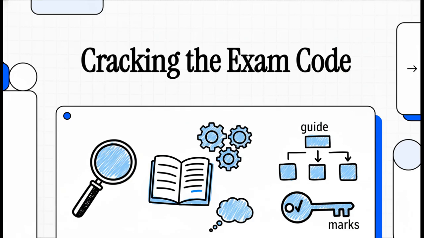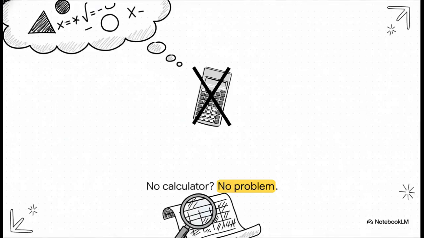Welcome to The Explainer. You know that feeling when you finish an exam and you just know you lost a few crucial marks somewhere? Well, today we're going to crack that code. So we're diving into a GCSE higher tier non-calculator maths paper. But here's the thing, we're not just going to solve the problems. No, we're going to use the official mark scheme to get inside the head of an examiner. We'll show you exactly how to think like they do and grab every single point you can.